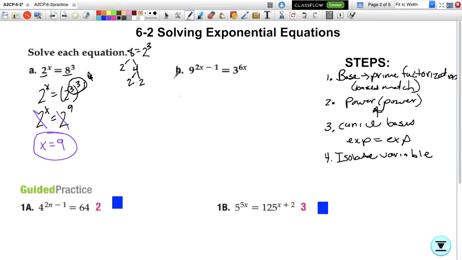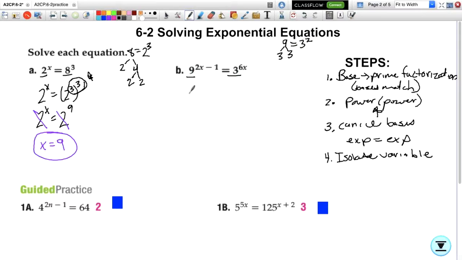So let's take a look at the second one now. I notice that these two bases are not the same and that my variables are in my exponents. So I want to get those two bases the same by factoring both of them so that they have the same base. Now 3 is prime, I cannot factor it, but 9 is not prime. If I think of the factor tree for 9, it's 3 and 3, right? Or I could say 9 is equivalent to 3 squared.